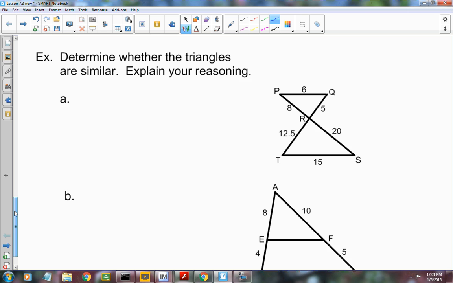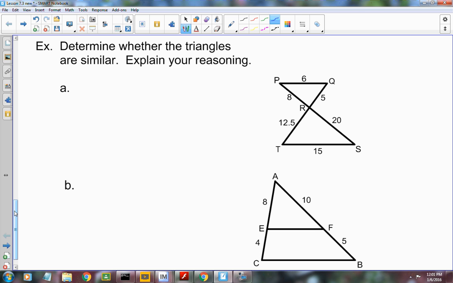A couple of examples. It says determine whether the triangles are similar, explain your reasoning. Now, this first one really has two potential ways. What do you think? They give us information about what? All the sides, right? So I could test what? I could test side, side, side.